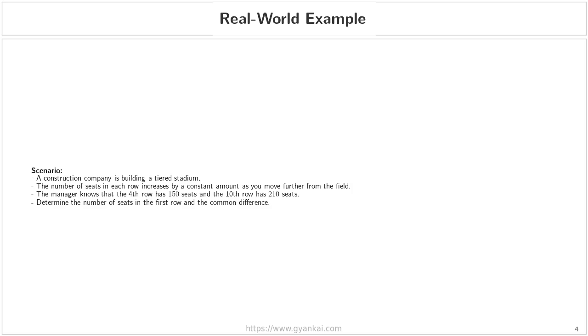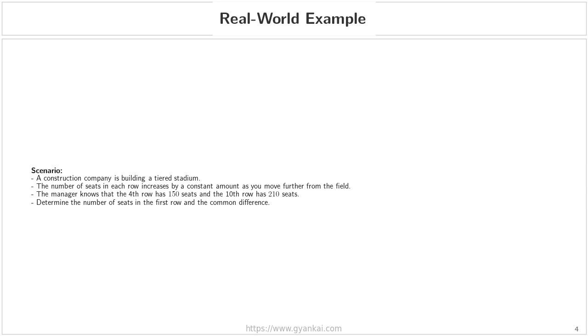Real-world example. Now that we have gone through the theory and the step-by-step procedure, let's put everything we've learned into practice with a real-world example. Imagine a construction company is designing a tiered stadium. In this design, the number of seats in each row increases by a constant amount as you move further away from the field, which means the seating arrangement follows an arithmetic progression.